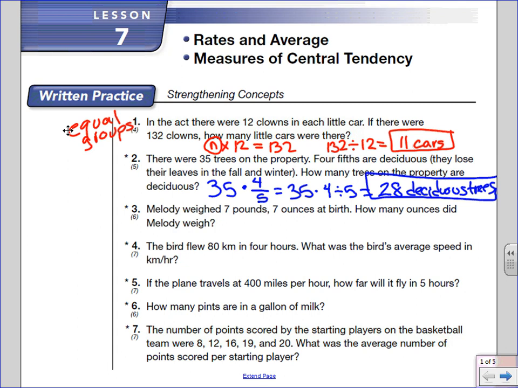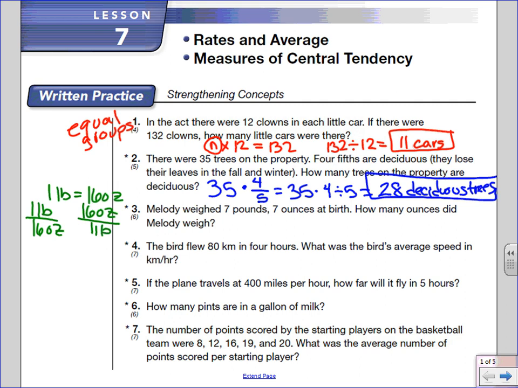Melody weighed 7 pounds, 7 ounces at birth. How many ounces did Melody weigh? This comes from lesson 6 on unit conversions. And one thing that you'll need to know is that 1 pound is equal to 16 ounces. And that's in the table that we have in our lesson 6 guide. And so there's 2 different fractions that we could come up with: 1 pound over 16 ounces, or 16 ounces over 1 pound.